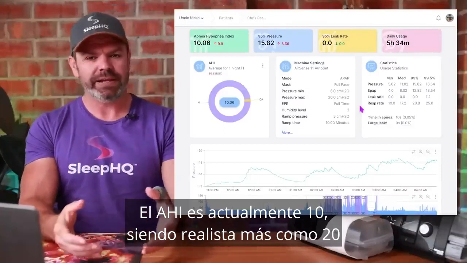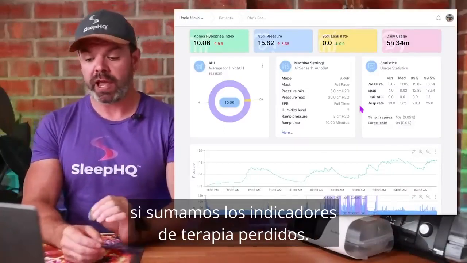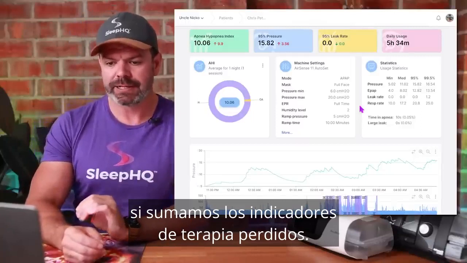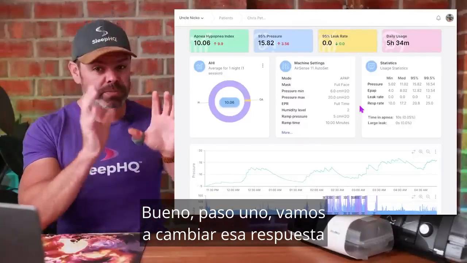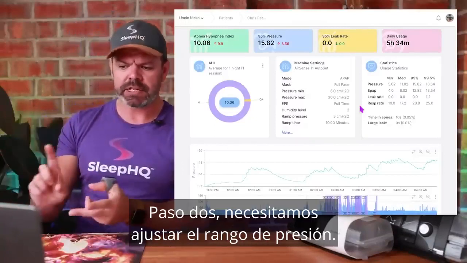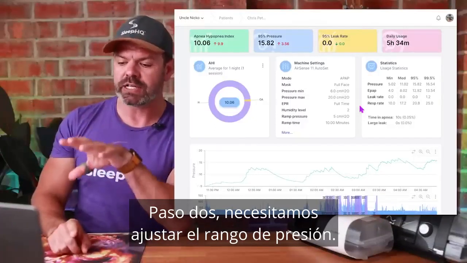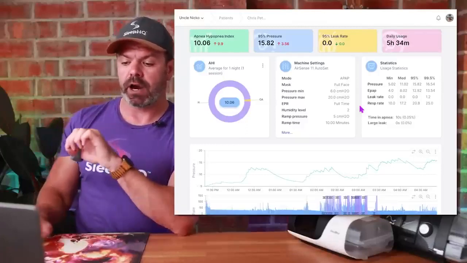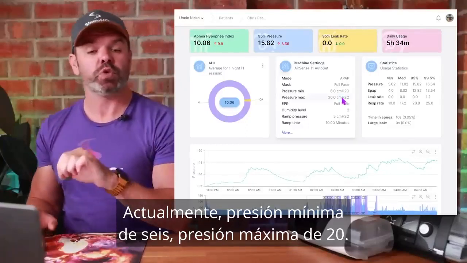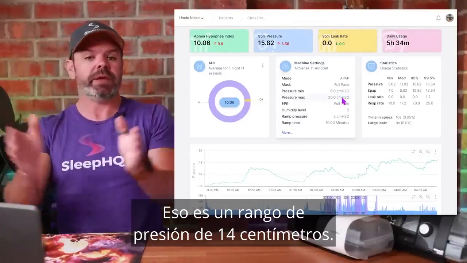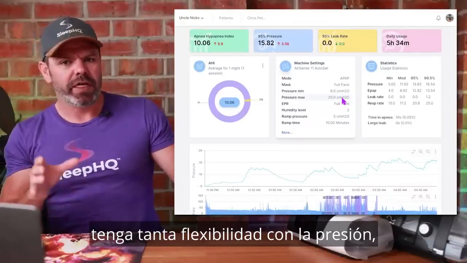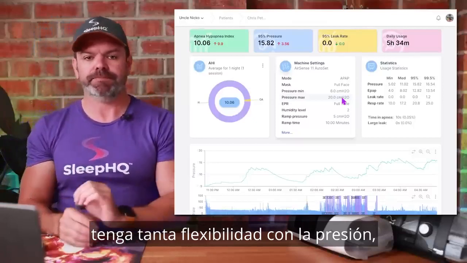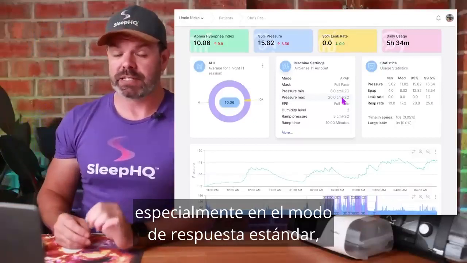AHI is currently 10, realistically more like 20 if we add up the missed therapy flags. We want it as low as possible. Well, step one, we're going to change that response from soft to standard. Step two, we need to tighten up the pressure range. Currently pressure min of 6, pressure max of 20, that's a pressure range of 14 centimeters. It's too large. You can't let ResMed have that much flexibility with the pressure, especially in standard response mode.